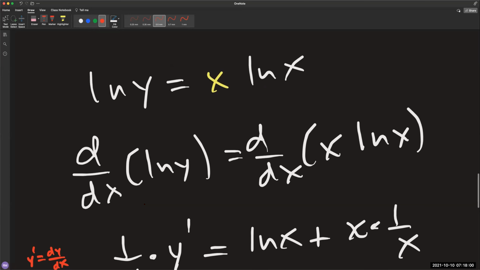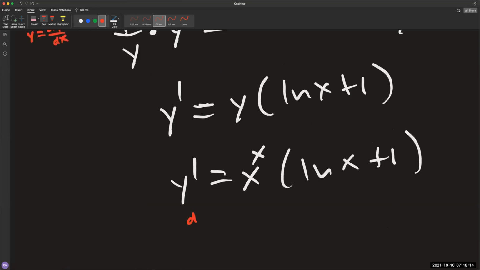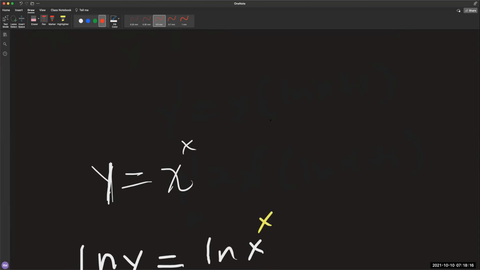The derivative of y with respect to x equals x to the x times the quantity natural log of x plus 1. Many students say x times x to the x minus 1 or something like that. That's no good. Or they try to subtract 1. That's no good. Okay, so that's 3.9.